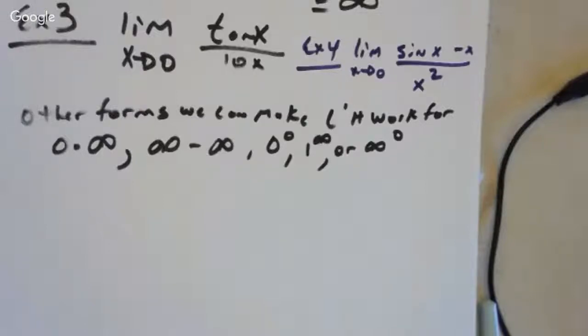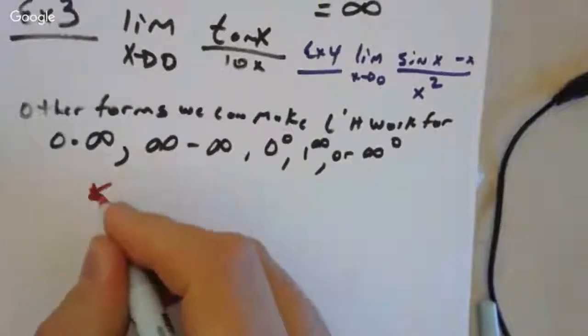So, other forms we can make it work for. Now, this is where we have to use our pre-calc, and I need to put that in a different color. So you put it in a different color in your notes. This is where all that pre-calc stuff comes into play.